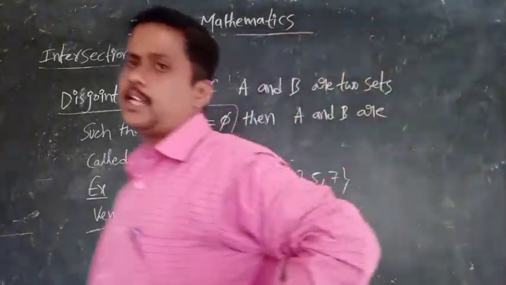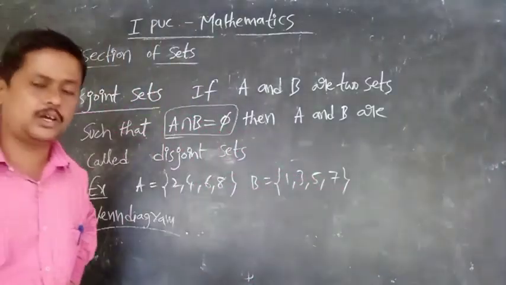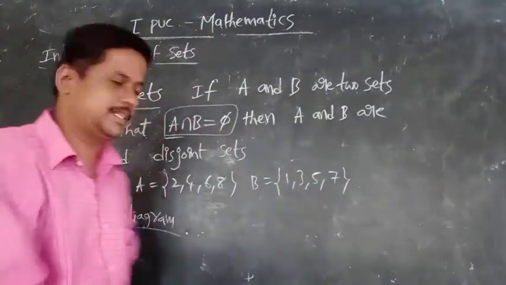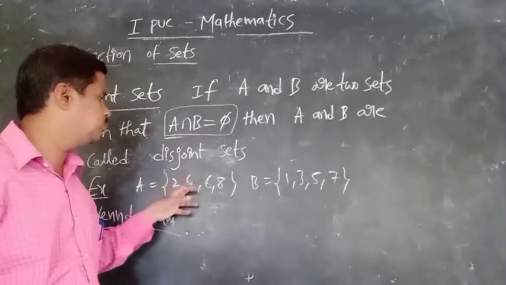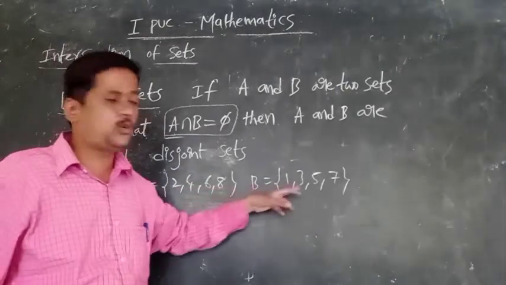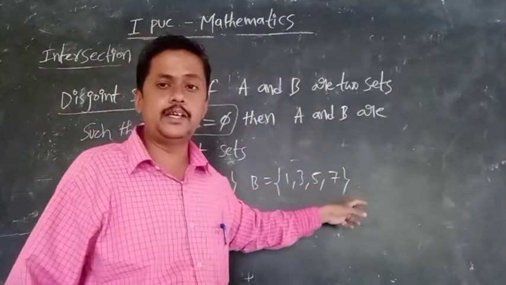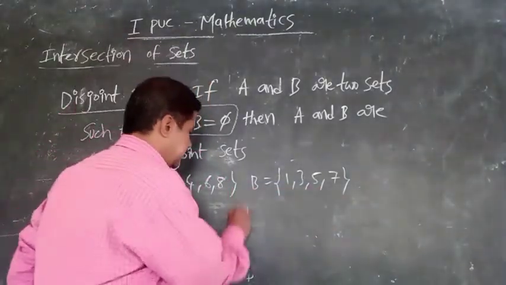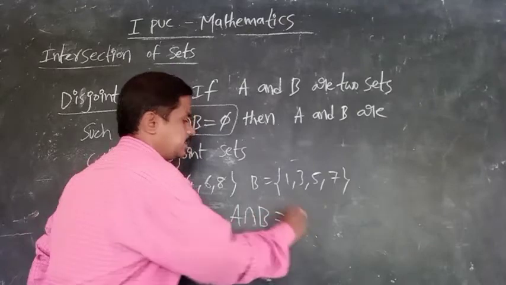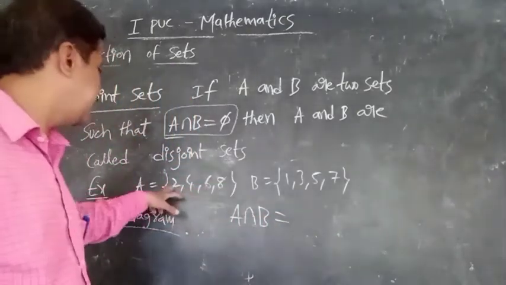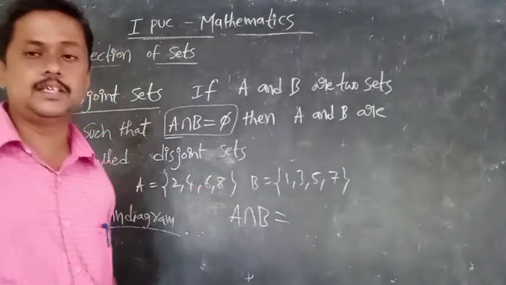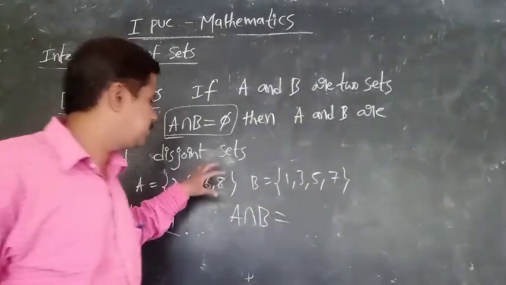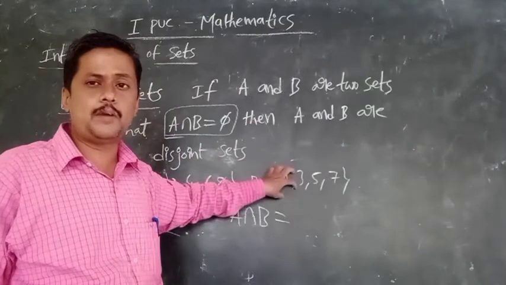Empty set means a common element should not exist. So, tell me, sir, any one example. Let's see, this is one example. A is equal to {2, 4, 6, 8}, B is equal to {1, 3, 5, 7}. If we observe this and calculate A intersection B, 2 is not there, 4 is not there, 6 is not there, 8 is not there. There is no common element between A and B.